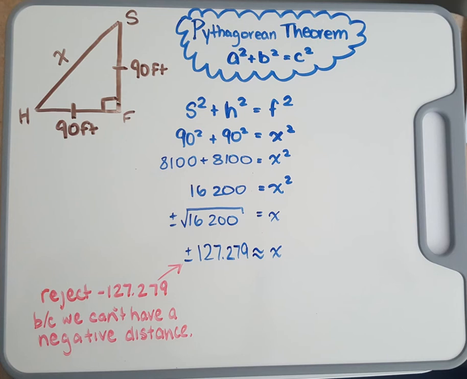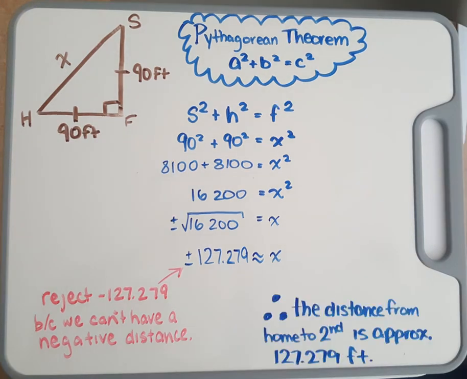Now, we're talking about a distance, so we can't have a negative distance. I rejected the negative 127.279, and that left us with an answer of positive 127.279 feet as our distance from home plate to second base.